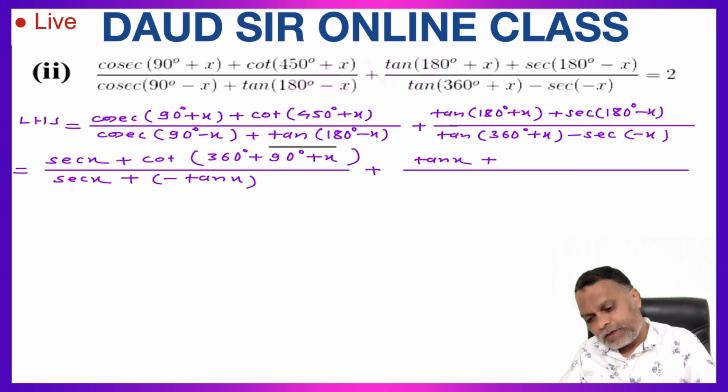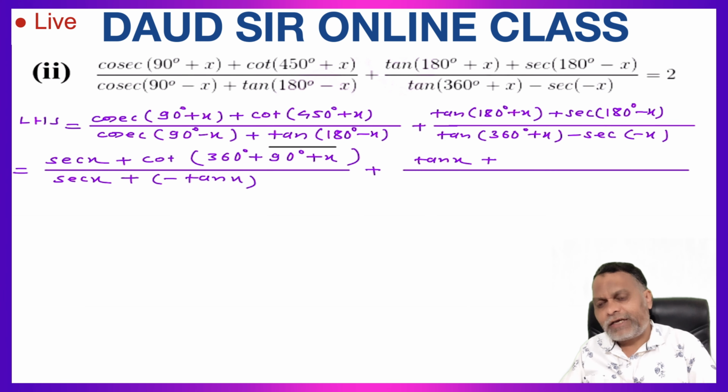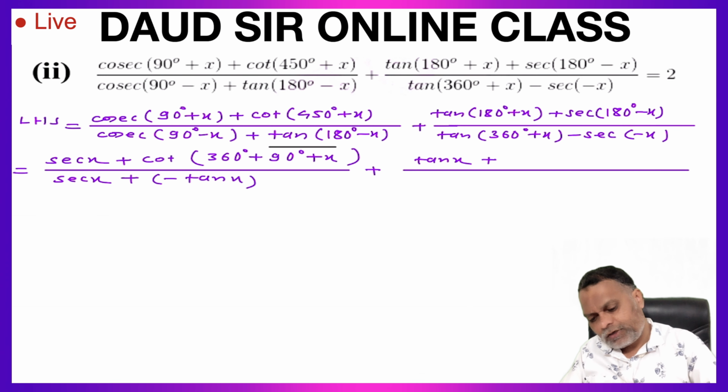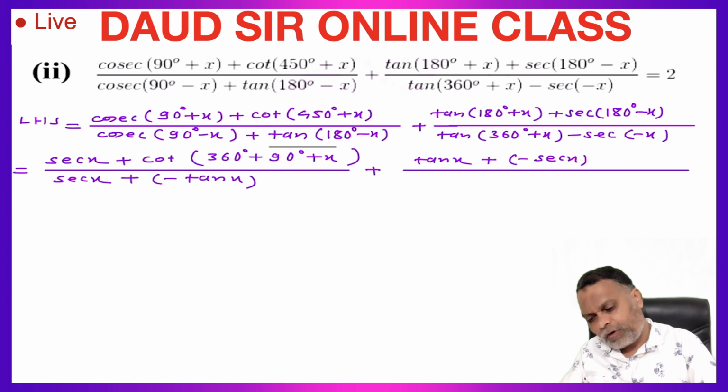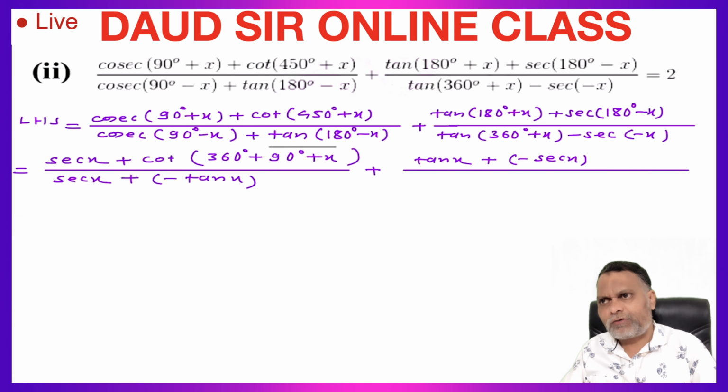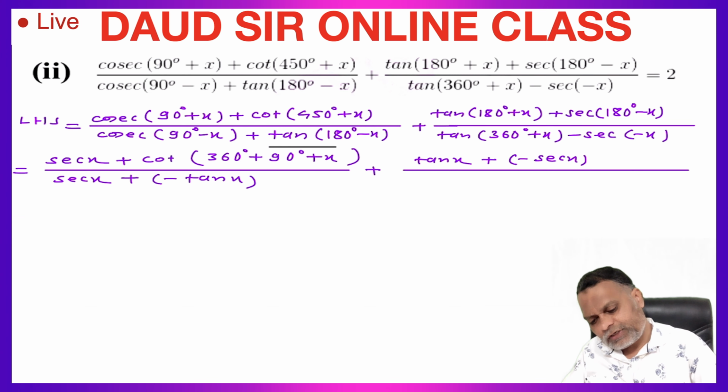plus sec 180 minus x. 180 minus theta lies in second quadrant. In second quadrant, sine and cosec are positive. This is sec. So minus sine. And in case of 180, no change. This is minus sec x upon tan 360 plus theta. 360 plus theta lies in first quadrant. In first quadrant, all trigonometrical ratios are positive. This is tan, so plus sine. In case of 360 degree, no change. This is tan x only.